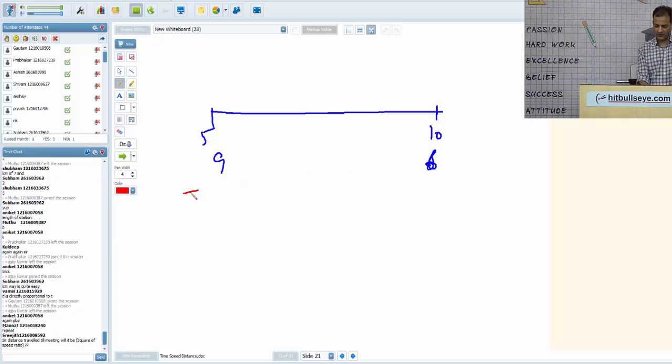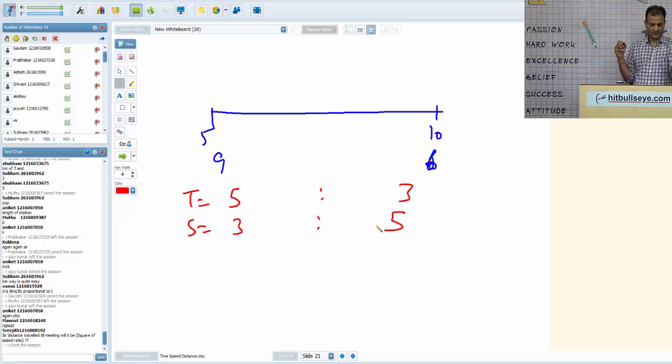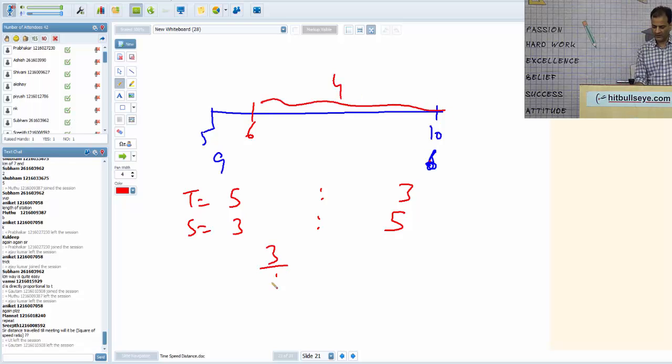Again ratio of time will be 5:3. This will take 5 hours. 5 to 10 this will take 3 hours. Speed ratio is 3:5. Same. Speed ratio 3:5. This is moving at 6. At 6 it will be here. Now remaining time is 4 hours. So 3 upon 8, 3:5, 3 by 8 into this 4. You multiply, you will get the answer.